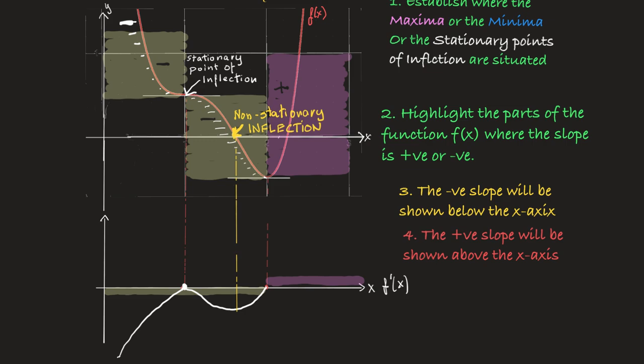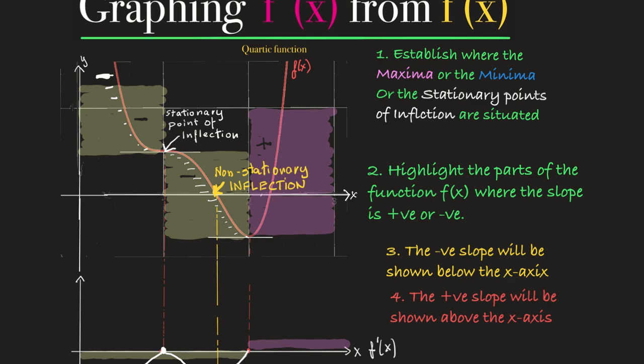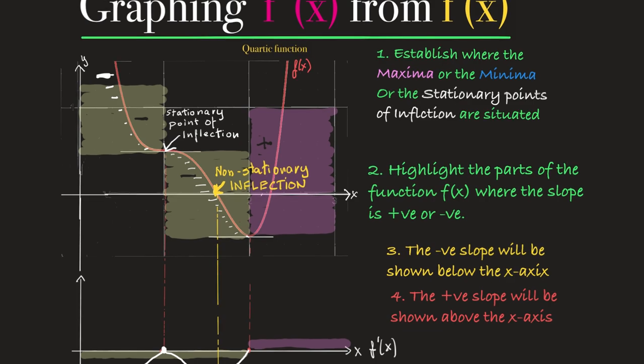Now we need to show the positive slope. If you look at the positive slope, we start with a very gradual slope here, and this then starts to increase, and it starts increasing and increasing even more. So we need to show a gradual slope of increase followed by a steeper slope.